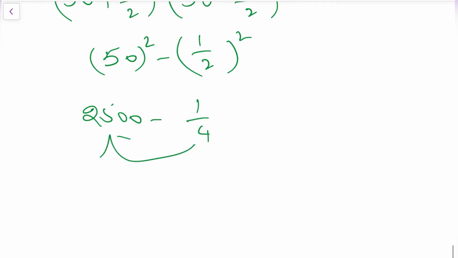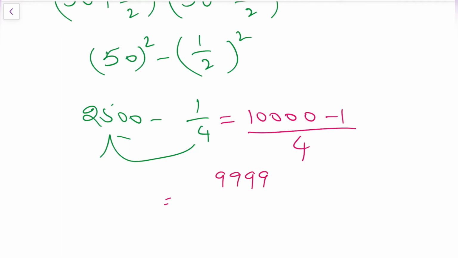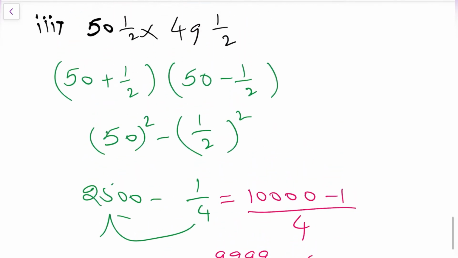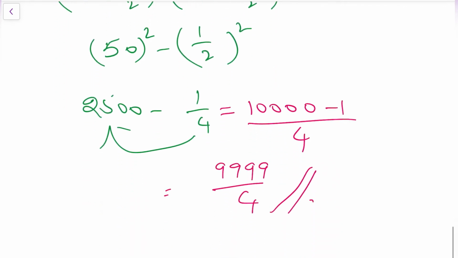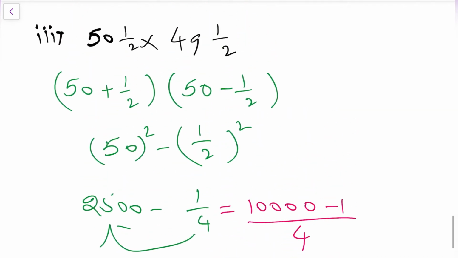So 4 into 2500, that is nothing but 10,000, minus 1, whole divided by 4. 10,000 minus 1, 9,999 divided by 4. 50 half into 49 half is nothing but 9,999 divided by 4. Next question.